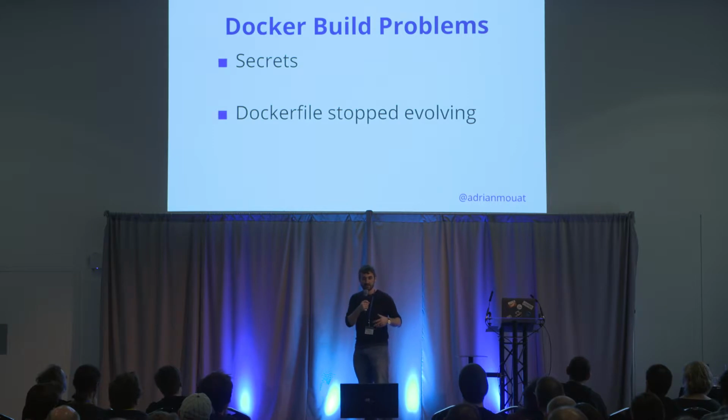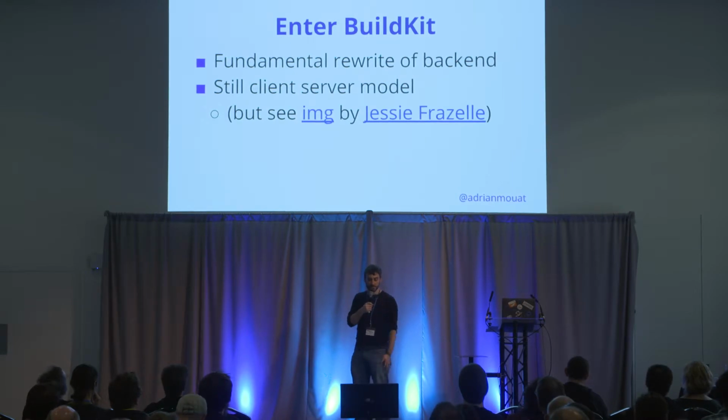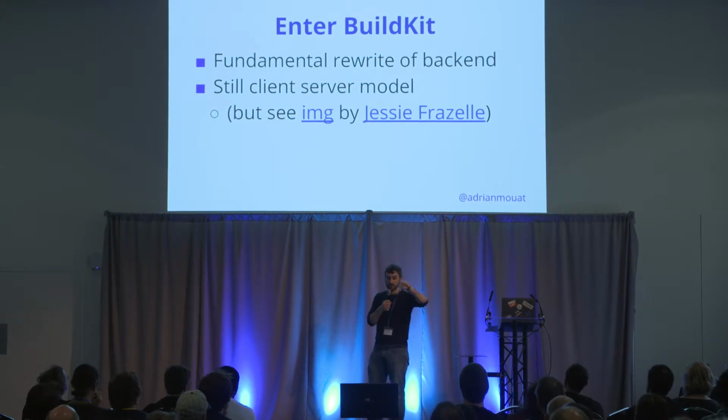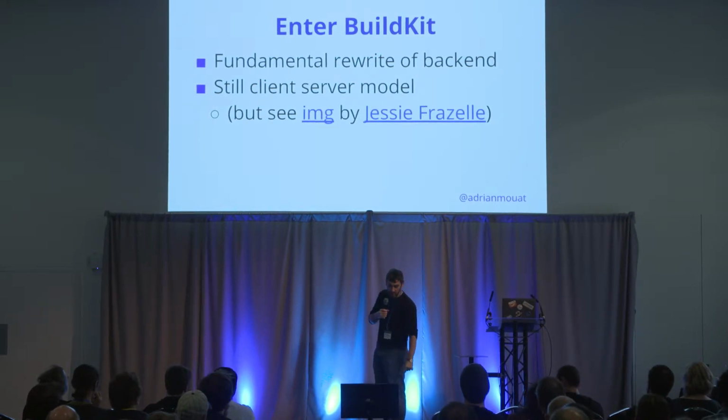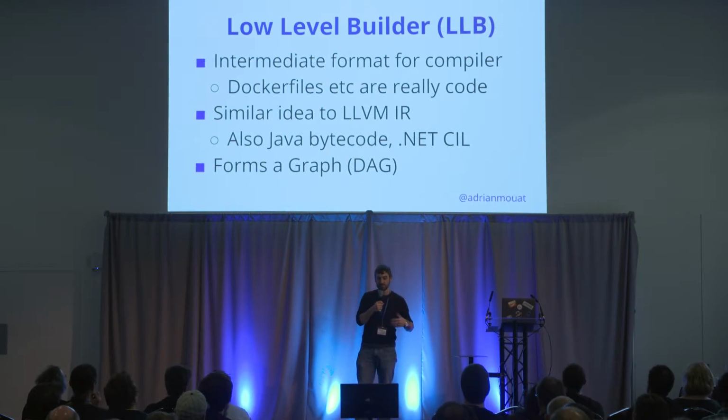Also, Docker stopped developing the Dockerfile syntax at some point, and it's only recently that we've fixed a lot of these problems in BuildKit, which is a fundamental rewrite of the Docker build backend. It is still a client-server model, so you're still typing docker build on your client, and it's going off and building on a daemon or a BuildKit instance. But the big difference is it now uses something called LLB, or low-level builder, which is like an intermediate format, something like LLVM IR or .NET CIL or Java bytecode.